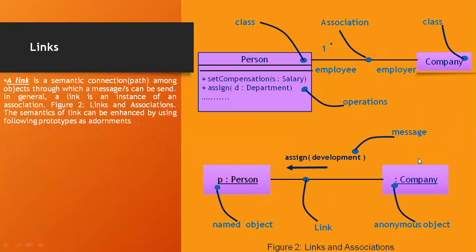Now coming to links, a link is a semantic connection among objects, and in general a link is an instance of an association, like what is seen in this figure. Whenever a class has an association to another class, there might be a link between the instances of the two classes, like in the top figure. This link can be between the objects.